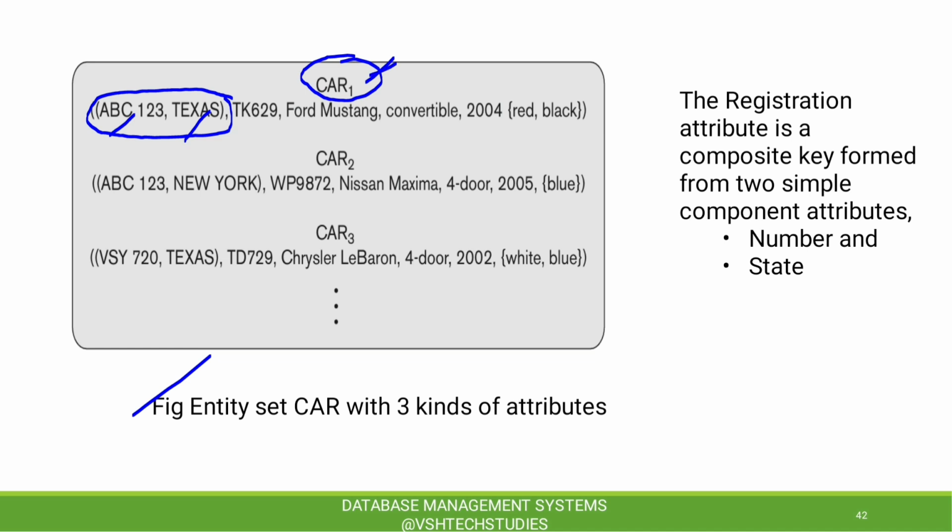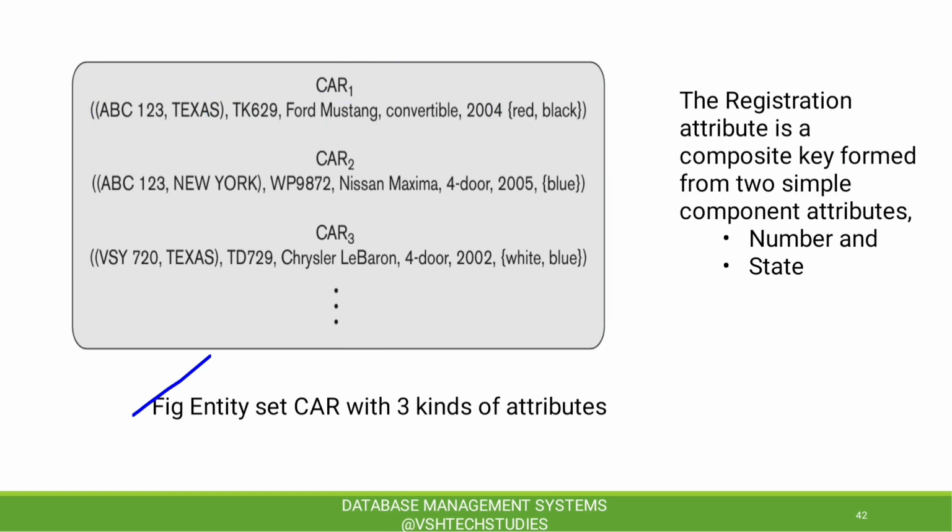So this is a simple attribute, the vehicle ID value, that is TK629. This is a simple attribute, the car model value. This is a simple attribute, the car make value. This is a simple attribute, the year value. But this is a multivalued attribute, the colors values. So this model is available in two colors, that is red and black.